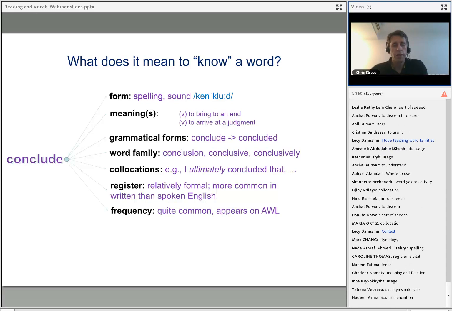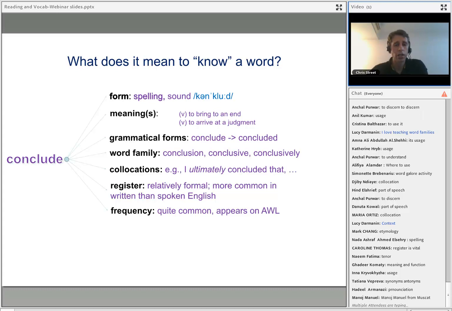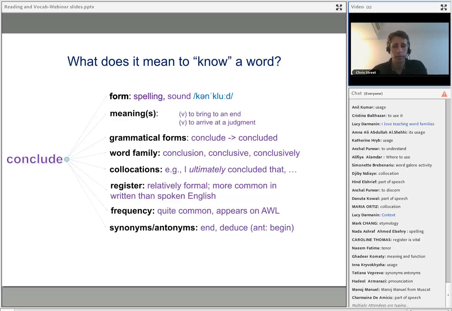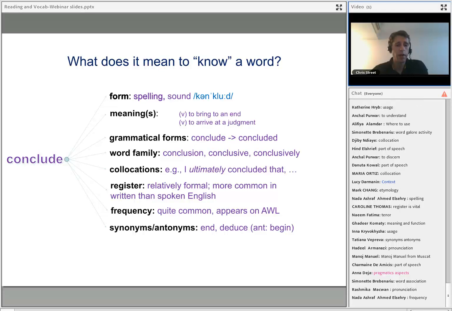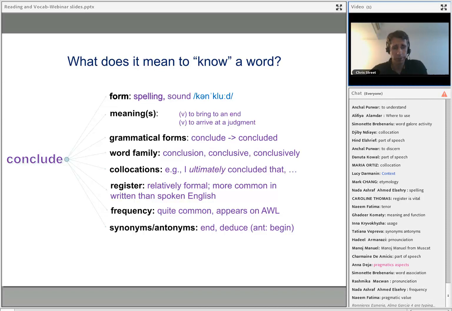Frequency is also something that you can learn about a word. For example, the word conclude. This is quite a common word in English, and it appears on academic word lists, which we'll talk a little bit about later on. Knowledge of a word might also include knowledge of its synonyms, similar words, or its antonyms, opposite words.